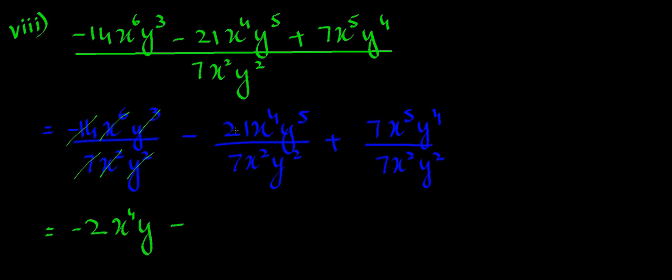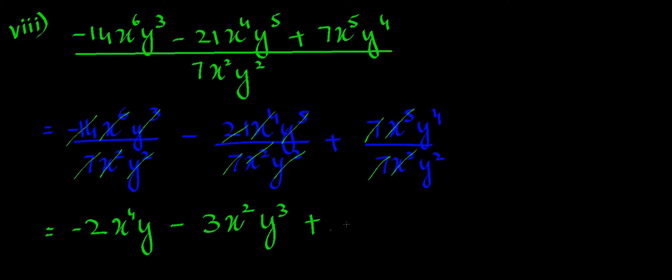Minus 7 1 times, 7 3 times. 4 minus 2 gives me x raised to 2. 5 minus 2 gives me y raised to 3. Again, plus 7 1 times, 7 1 times. No need to write the 1. 5 minus 2 gives me x raised to 3. 4 minus 2 gives me y raised to 2. And my answer is done.